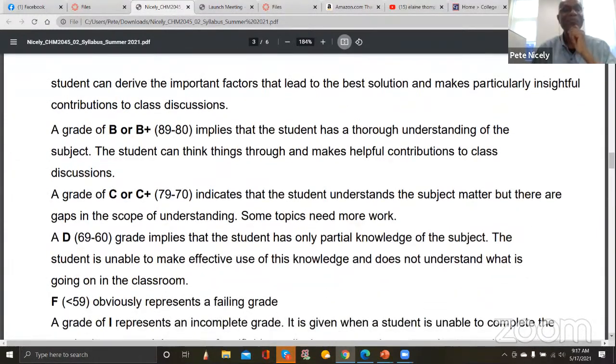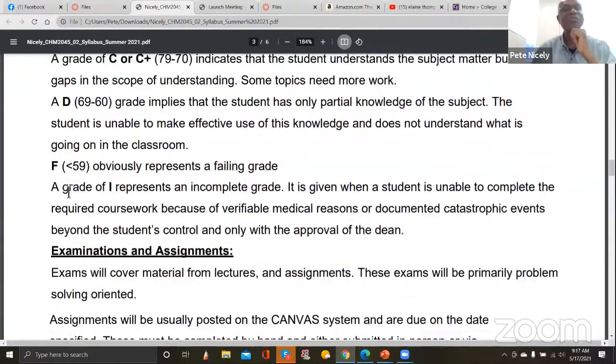And I want to take some time out to talk about the I grade, because this has been a source of confusion for some students, all right? As stated here, the grade of I is given in a situation where a student is unable to complete the coursework for some reason beyond the student's control. So, you know, it could be something like illness, or your house got burnt down, or something like that.